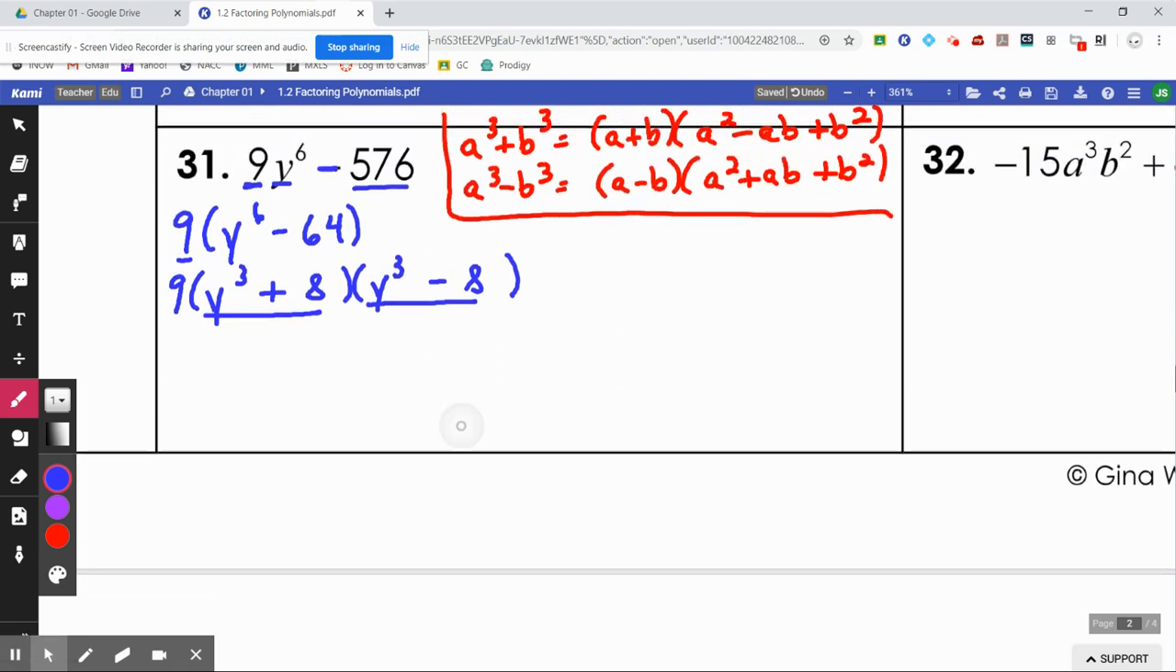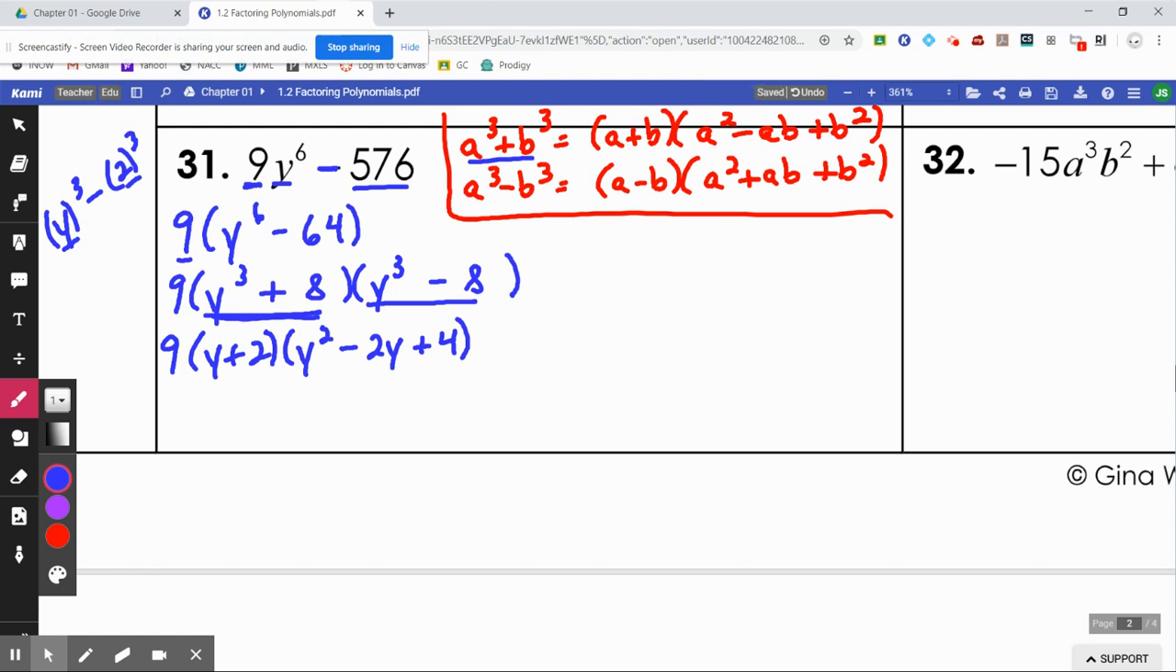So let's try this. We're going to bring down the 9. And my y to the third plus 8. If you need to come over here to the side and say that's y to the third plus 2 to the third, you can. So there's your a value and there's your b value. Now let's plug it into our formula. So that's going to be a plus b times a squared minus a times b plus b to the second power. So now I'm done with my sum of cubes. Now let's move on to our difference of cubes. And luckily it's the same number, so I can just come over here and change that to a minus.